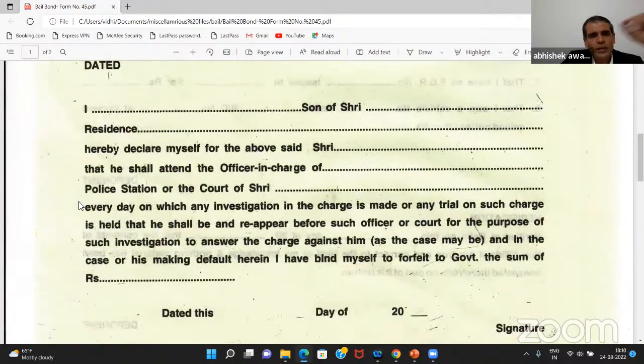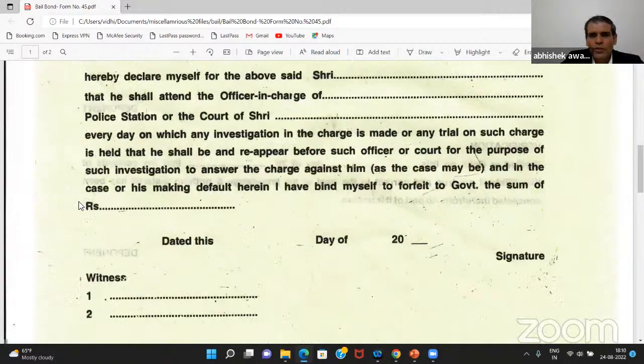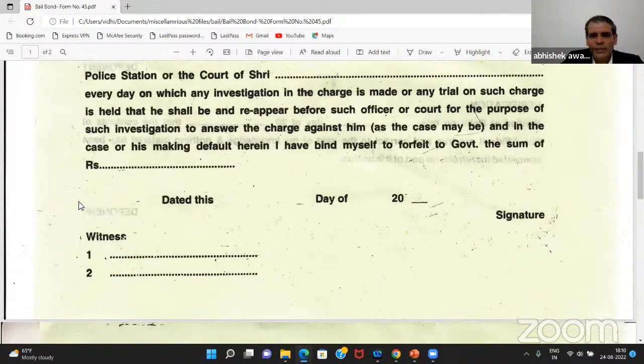Now comes the surety's bond. I, so and so, son of Sri so and so, resident of so and so, hereby declare myself surety for the above said Sri so and so, that he shall attend the officer. Now the word "he" is the accused. The accused shall attend the officer in charge of the police station or the court of Sri so and so every day on which an investigation or trial is held. I'll come to the last line: in case of his making default herein, I bind myself to forfeit to the government. So this is the bond of a surety.